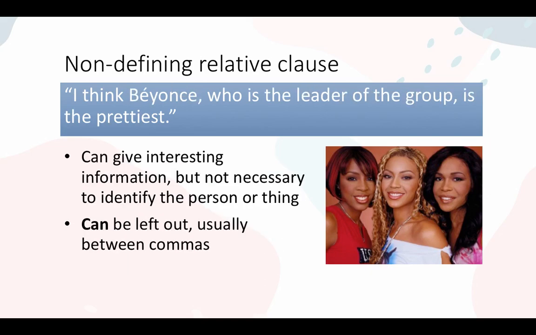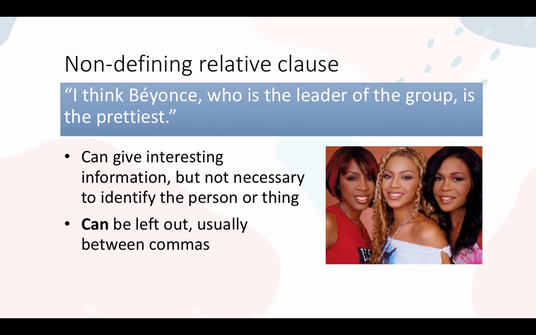However, I can also describe the woman that I think is the prettiest in another way, with the following sentence. A good example here is a non-defining relative clause. "I think Beyoncé, who is the leader of the group, is the prettiest." Here, your relative clause is "who is the leader of the group," and it gives some good additional information, but I don't really need it to show you who I am talking about.